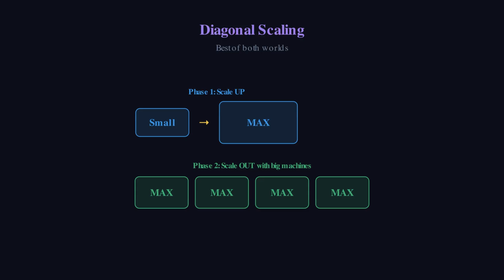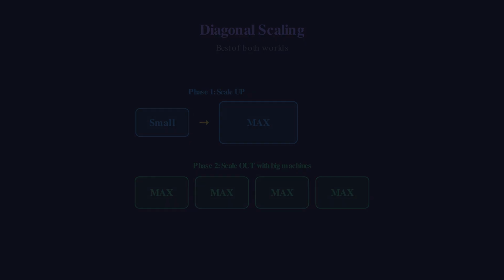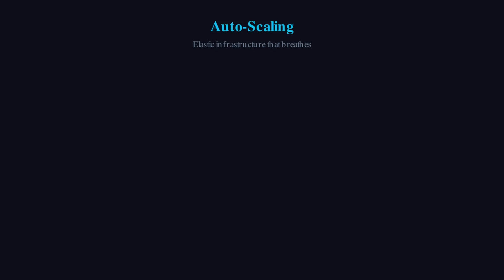And that brings us to diagonal scaling, the best of both worlds. You start by scaling vertically because it's simple and cost-effective early on. Then, as your system grows, you scale horizontally to handle the real load. This approach is very common in cloud-native apps because it gives you early simplicity and long-term scalability without wasting money up front. Most organizations prefer diagonal scaling.